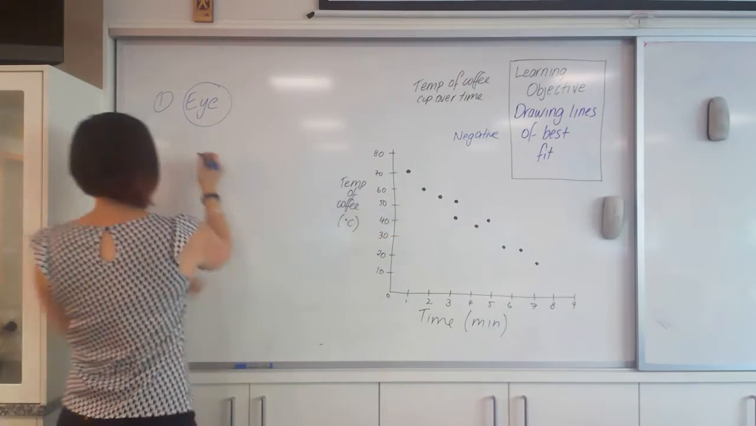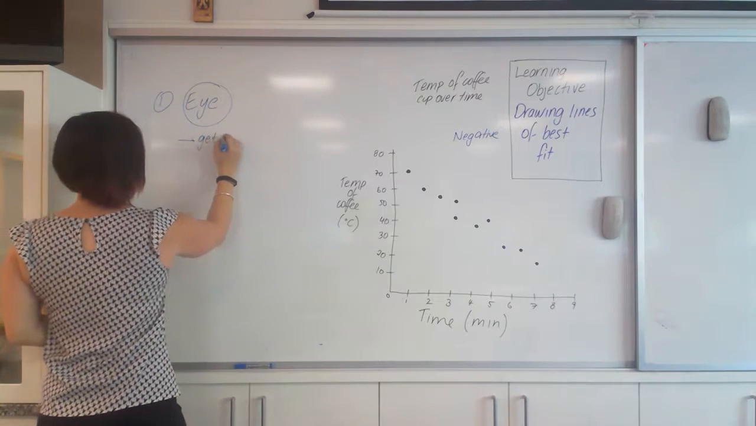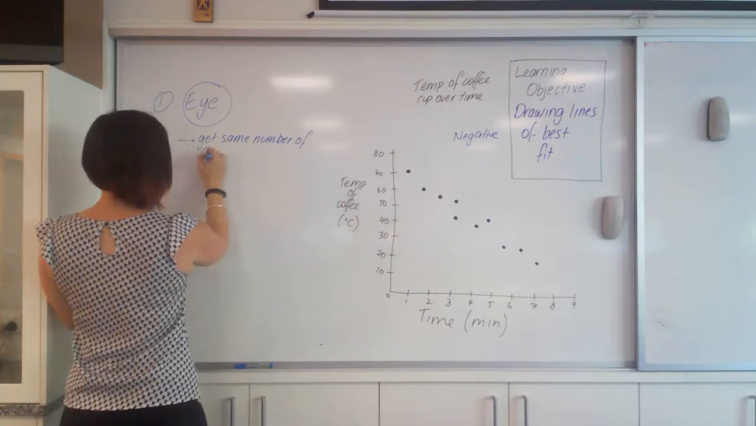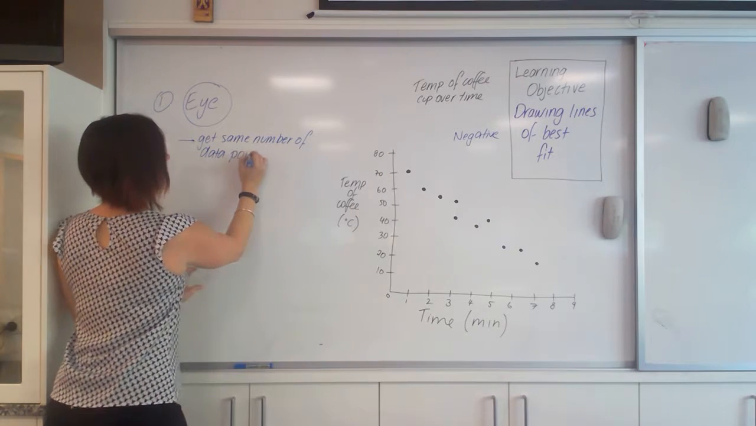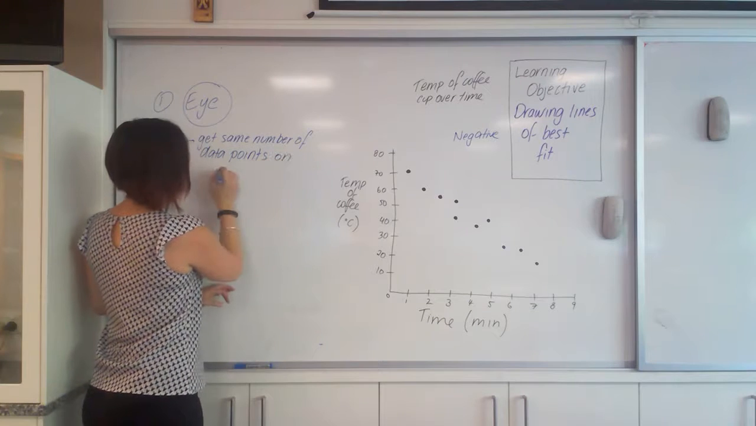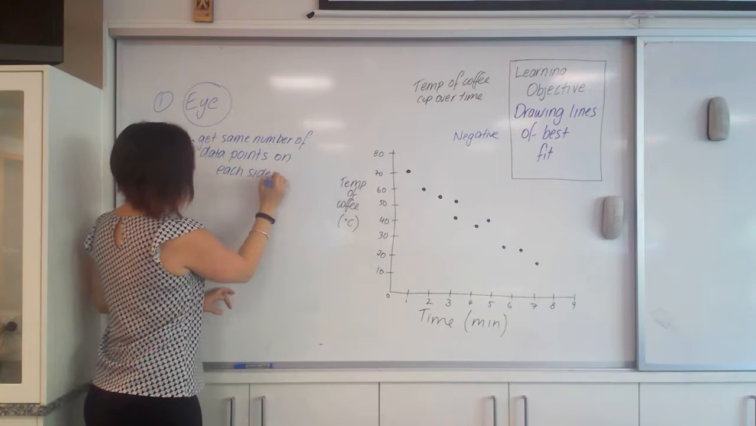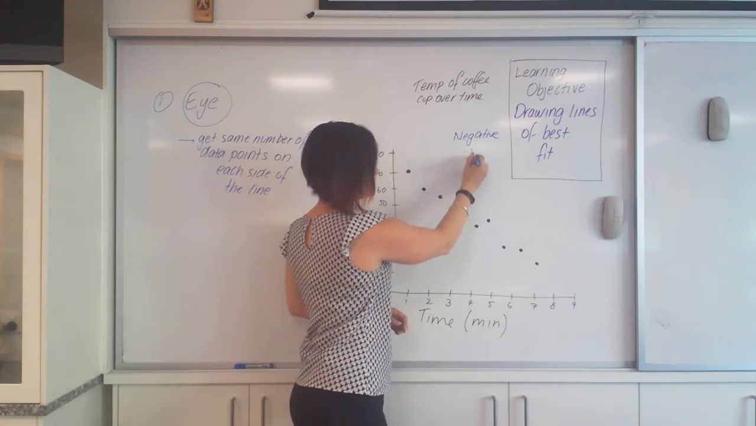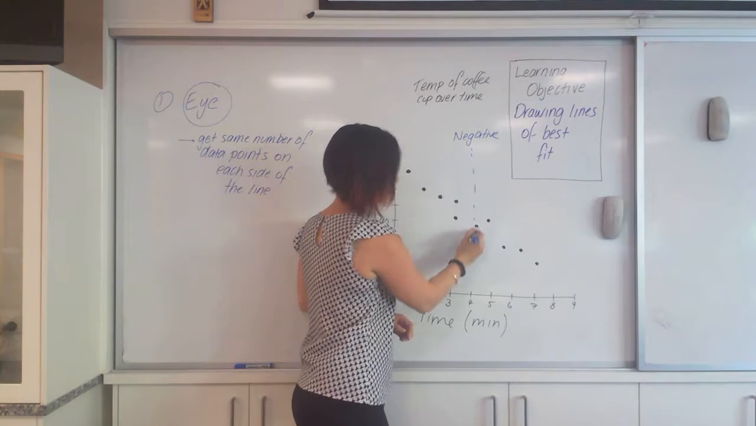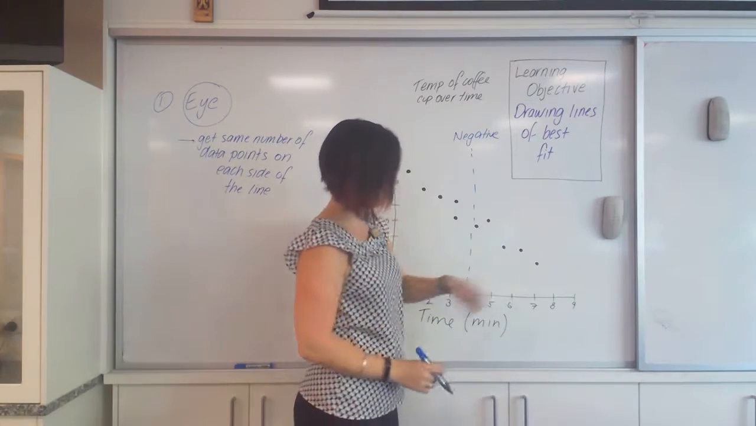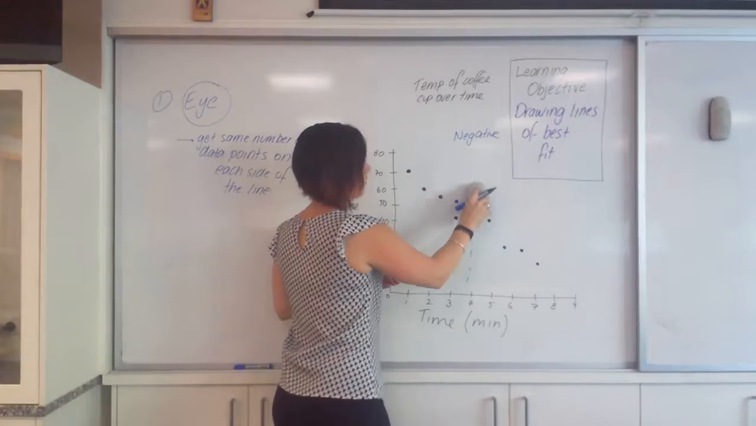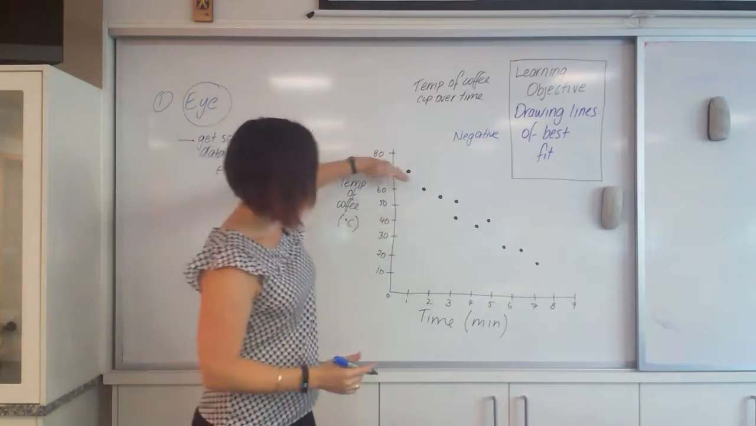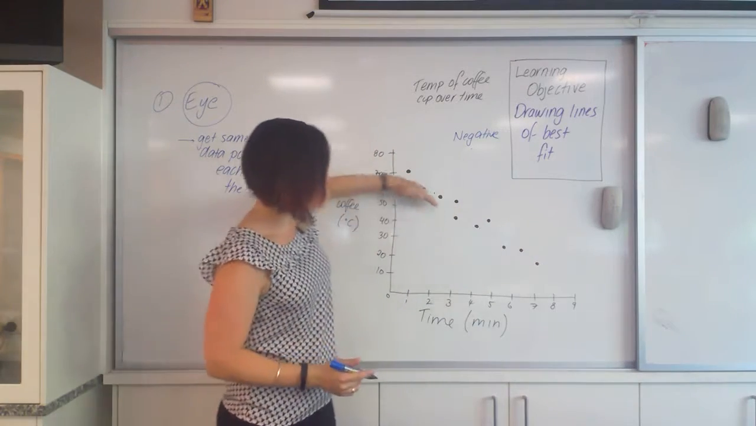And with our eye, what we try to do is get the same number of data points on each side of the line. Now, I don't mean that we're going to draw a line straight down here. We're not going to draw a line like that and go, all right, we've got 5 there and 5 there. That's not what we're aiming to do, because that line that I just drew doesn't show us the trend. We have to have that trend following where all the data is.